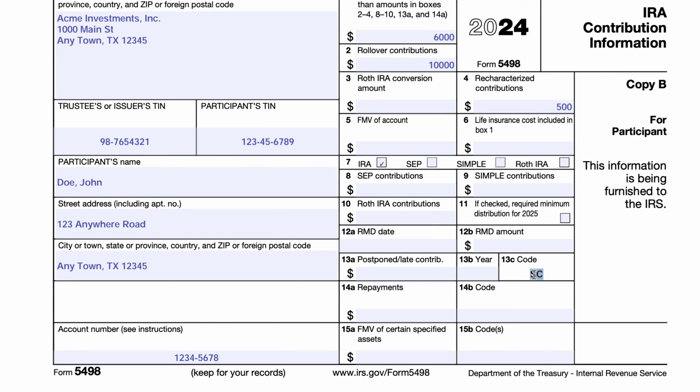So these are all different types of distributions that you can treat as if they were a loan. So let's say that you took $5,000 out and it was for a qualified reservist distribution, and now you're repaying it back. You would see the code QR there for a qualified reservist. If it was a disaster distribution, it would be DD. And if it was a birth or an adoption distribution, then you would see the code BA. And this simply means that you put the money back into the account.